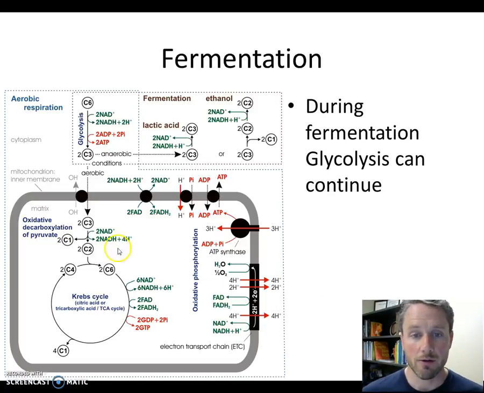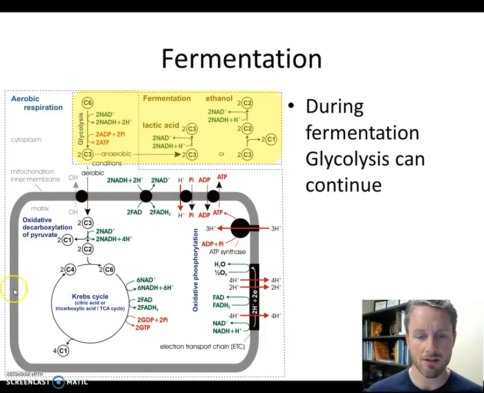If we convert pyruvate to one of these products and we replenish NAD, we can feed that NAD right back into glycolysis, right up here, and continue that process. So during fermentation, glycolysis can continue. We don't do any of these other steps at the bottom. We only do glycolysis, and then the pyruvate that we make, we convert anaerobically into acid or alcohol.